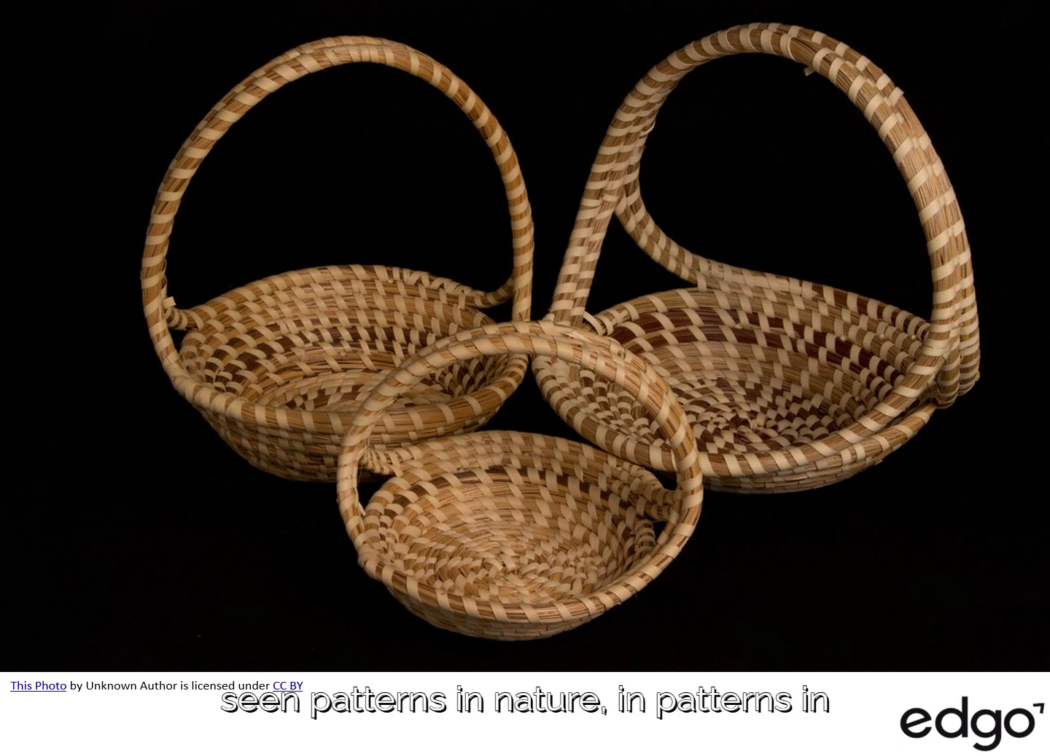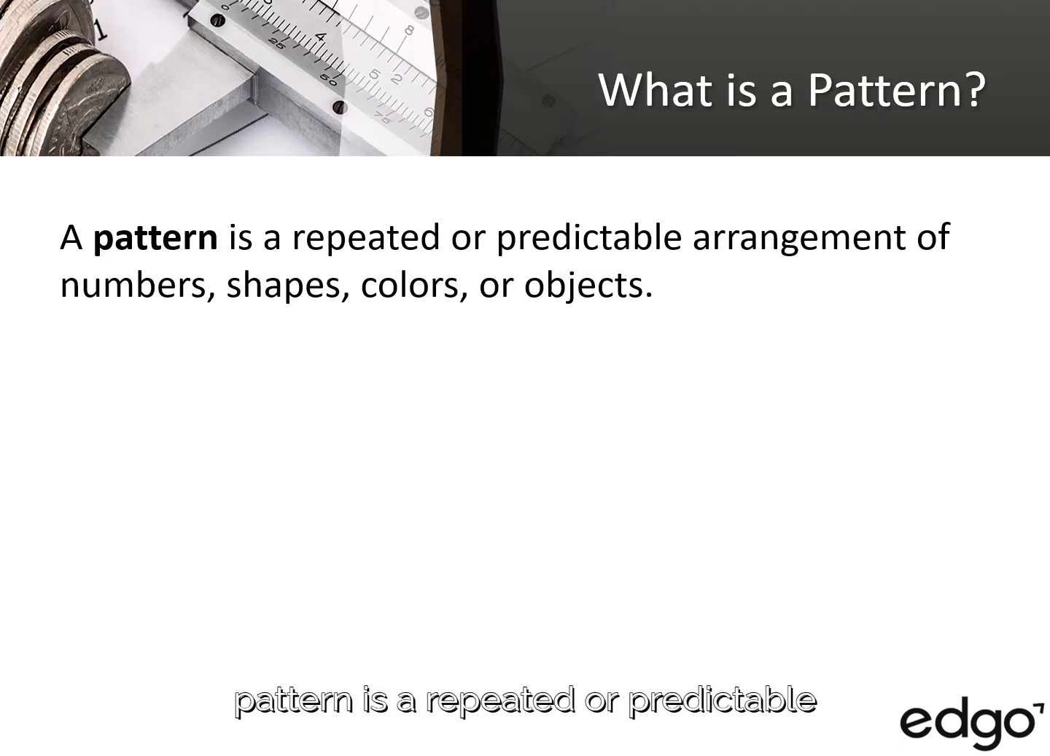So far, we have seen patterns in nature and patterns in art. Now, let us define more clearly what we mean by a pattern. A pattern is a repeated or predictable arrangement of numbers, shapes, colors, or objects. Let us focus on two important words in this definition: repeated and predictable.